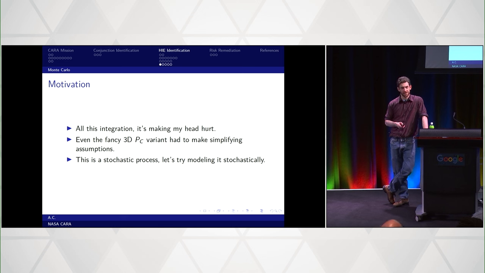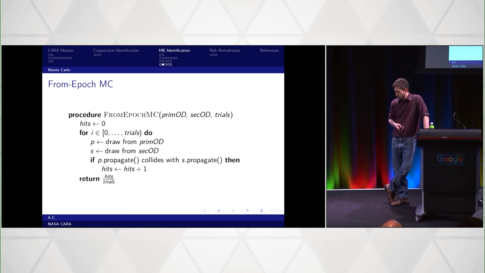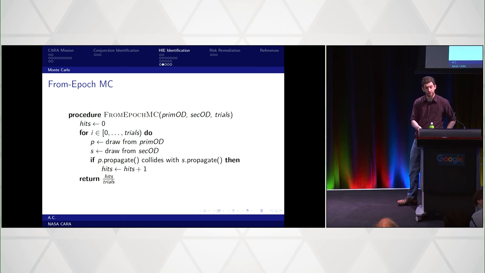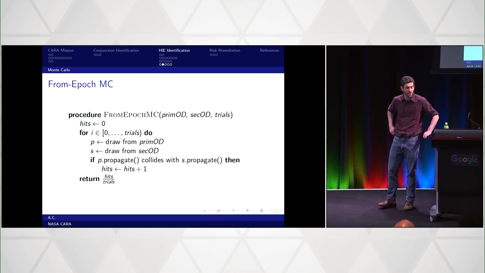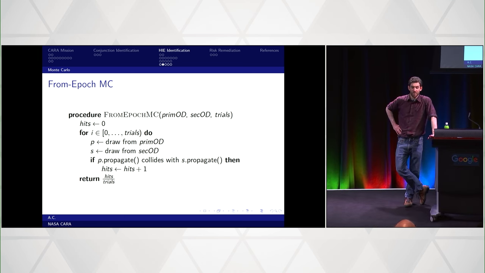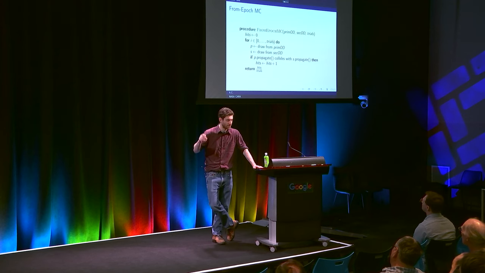So this is a stochastic process. Can we model it stochastically? Can we throw a Monte Carlo at it? And, well, yes you can. So this is pseudocode for a from-epoch Monte Carlo. I'm going to take probability distributions for my primary and secondary objects at orbit determination, that is to say the last time that I had a measurement for them. I'm going to sample them at epoch. And then I'm going to propagate their states forward past the time where I expect there to be a TCA, and if they collide, boom, I register a hit. If they don't, I carry on to the next iteration.